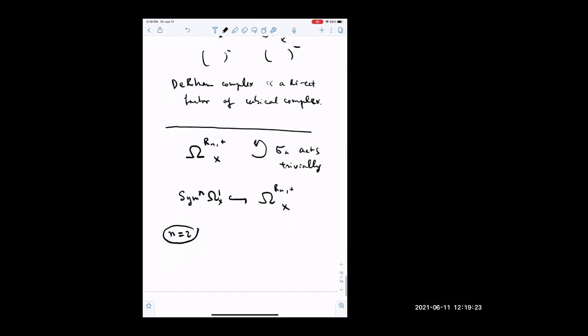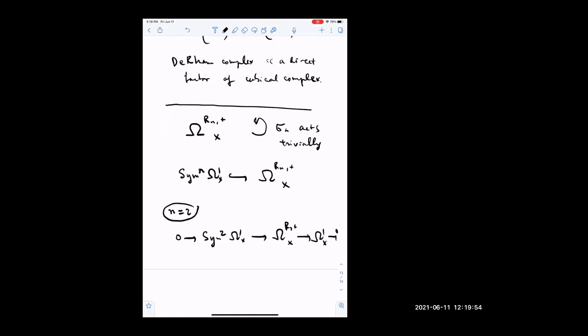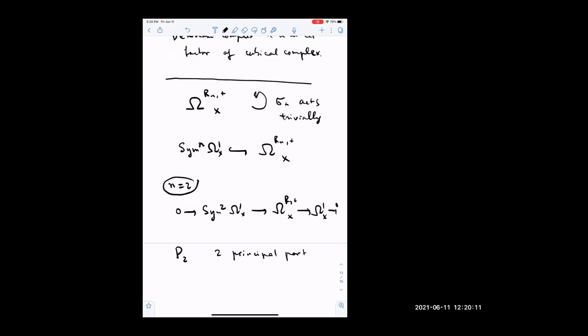And then when n equals 2, what you get is the exact sequence: Sym 2 of Omega 1 of x maps to Omega 2 plus of x, and maps to Omega 1 of x. So the symmetric part of the cubical complex is an extension of Omega 1 by Sym 2 Omega 1. And this looks familiar because this is the same form as the Grothendieck P2. So P2 is the principal part, the pseudo principal part. Grothendieck defined this pseudo principal part. And you can prove in this case that this is the same.